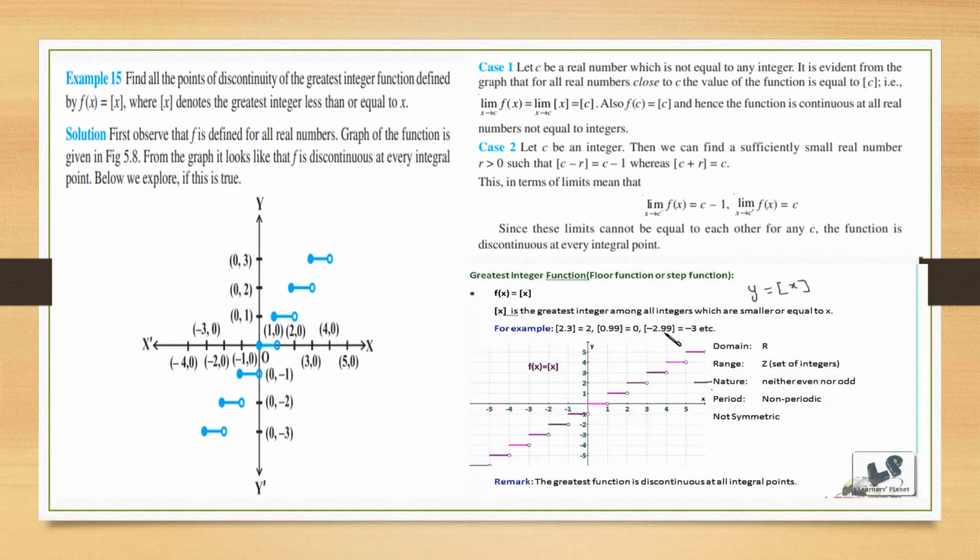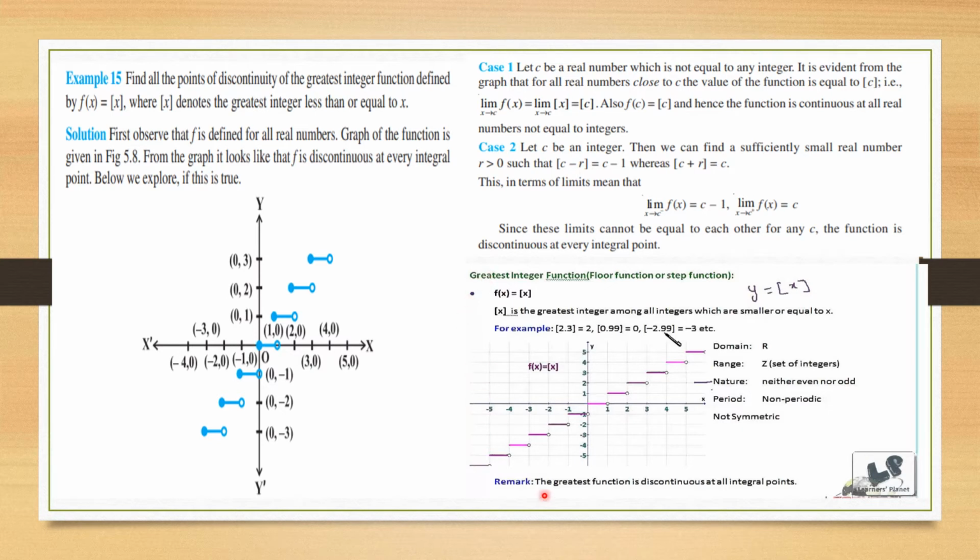Let us take the discontinuity of the greatest integer function. Find all points of discontinuity of the greatest integer function defined by f of x equal to [x], where this bracket stands for the greatest integer less than or equal to x. Now first of all, let me remind you that the question's solution is this and this only.